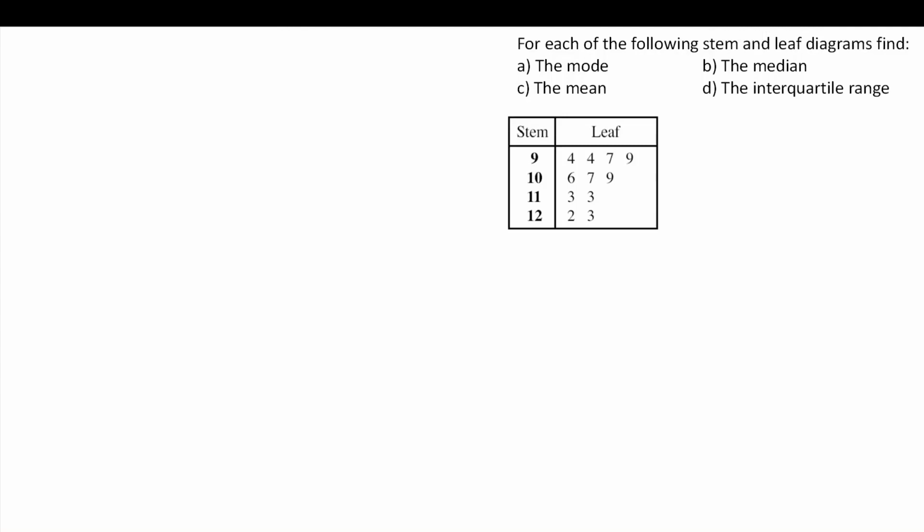In this question, I've been asked to use the stem and leaf diagram to find the mode, the median, the mean, and the interquartile range. So lots of the statistics that we used at GCSE.